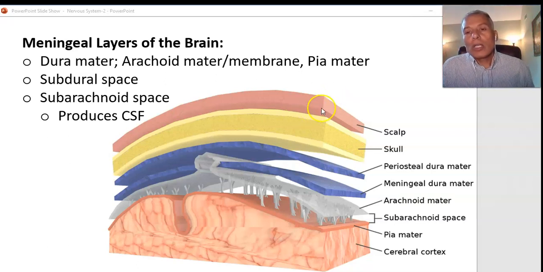So first you have the scalp. If you go down, you have the scalp, that skin where your hair is. Under the scalp, you have the skull, which is the bone. And under the skull, you have the dura mater or the dura mater.